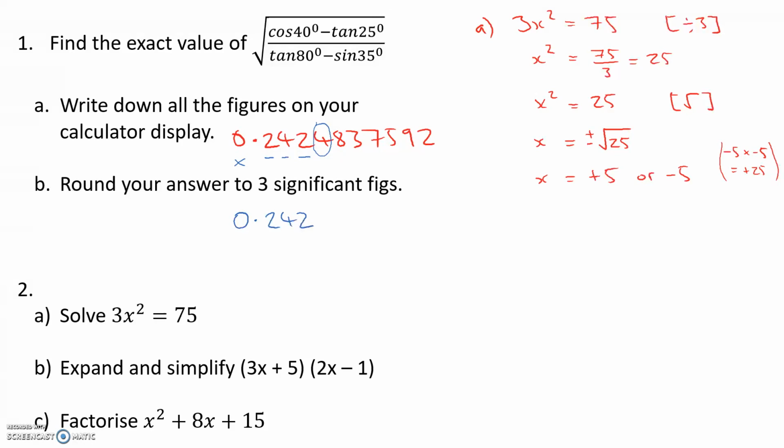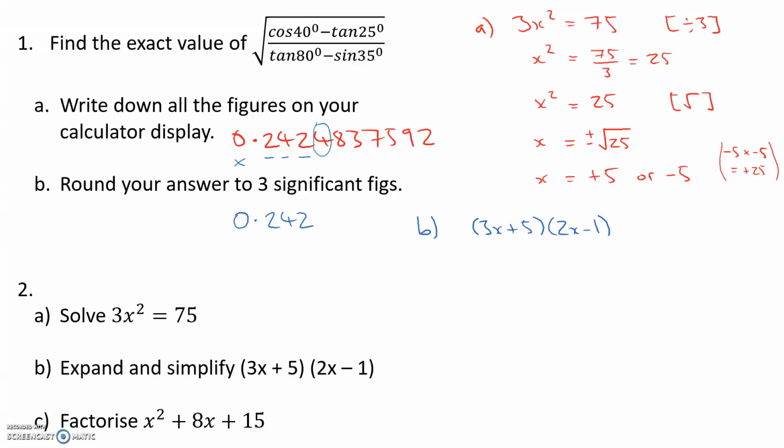B, expand and simplify. Right, got double brackets here. This is looking like a FOIL to me, or a grid method, whichever you prefer. 3x plus 5 multiplied by 2x minus 1. If you need some FOIL practice, look back at one of the earlier videos. I'm not going to do all the different coloured lines. I'm going to assume you know what I'm talking about.